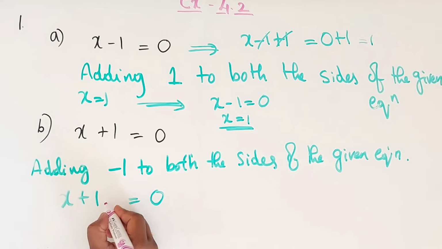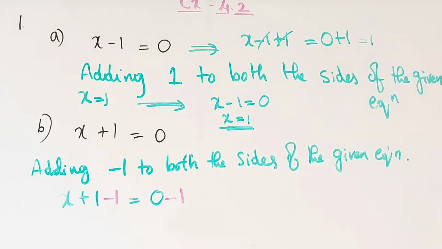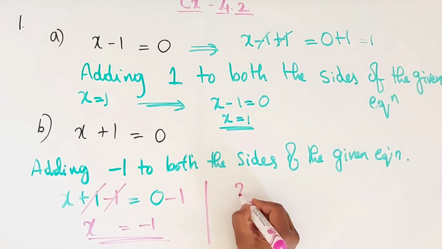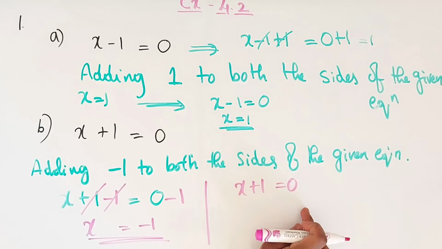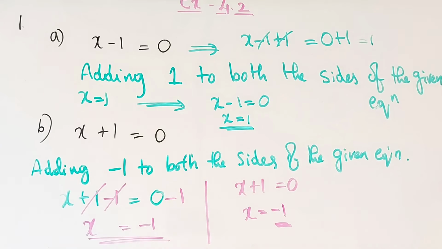Now we are adding minus 1 here and minus 1 here also. Now check, children. Plus 1 minus 1 will get cancelled. It is 0. 0 minus 1. Now x equal to minus 1. Right? Otherwise you can do directly as I said before. x plus 1 equal to 0. If the plus 1 is going to right hand side, it will be negative 1. Now x equal to minus 1. This method also you can use.